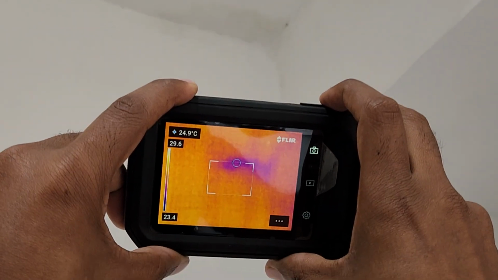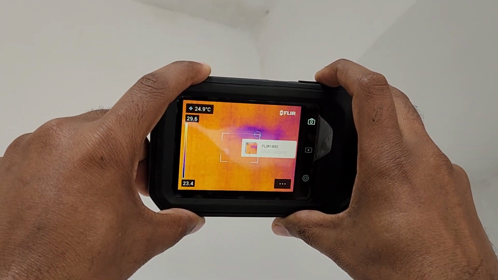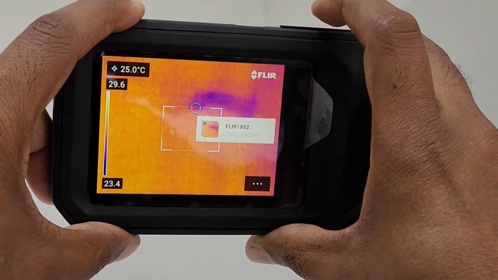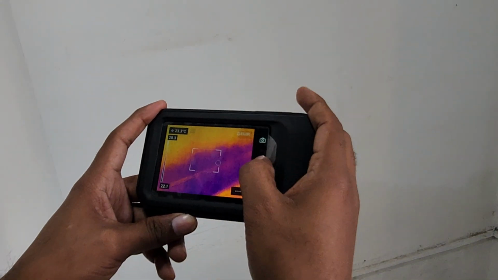So I have to capture the image. Once it is automatically showing the cold region, it is captured. I have to recapture again. It is captured. So here is the image. I have to use it in the report.